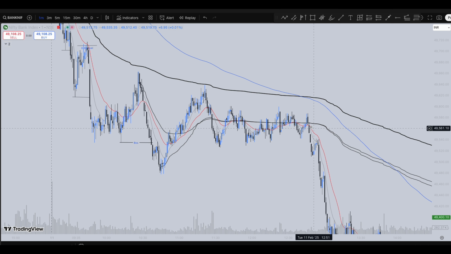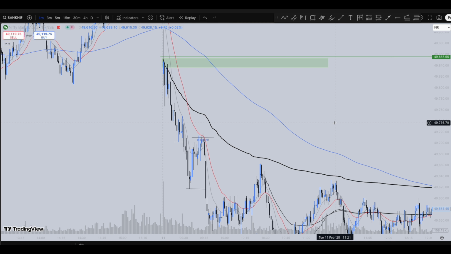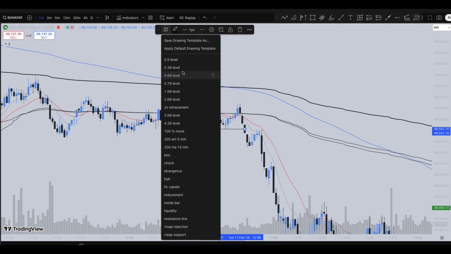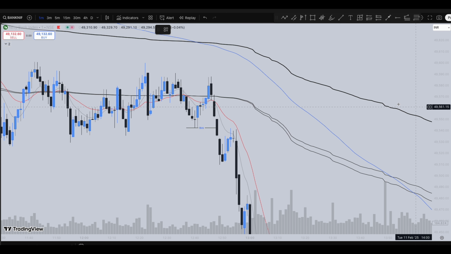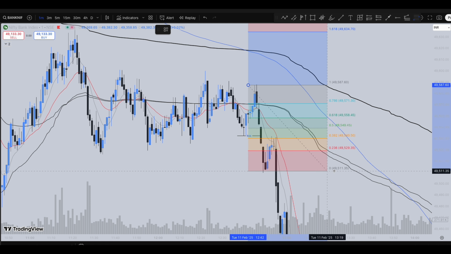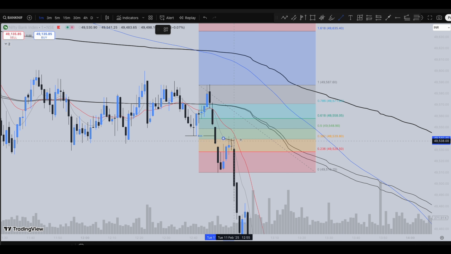And after this clear break of structure, guys, you can see clearly how beautifully the market actually broke here. And if you try to plot fib levels after this break of structure over here, this is the break of structure. And if you clearly try to plot the fib levels after this clear break of structure with fair value gaps, you can see how beautifully price rejected from the 0.38 level over here.